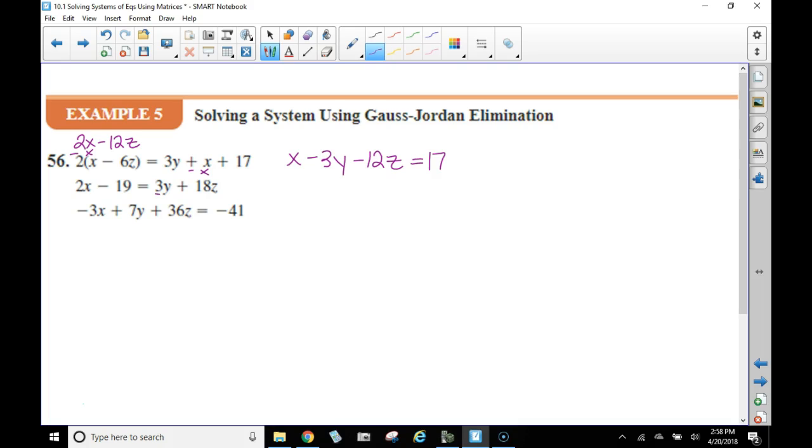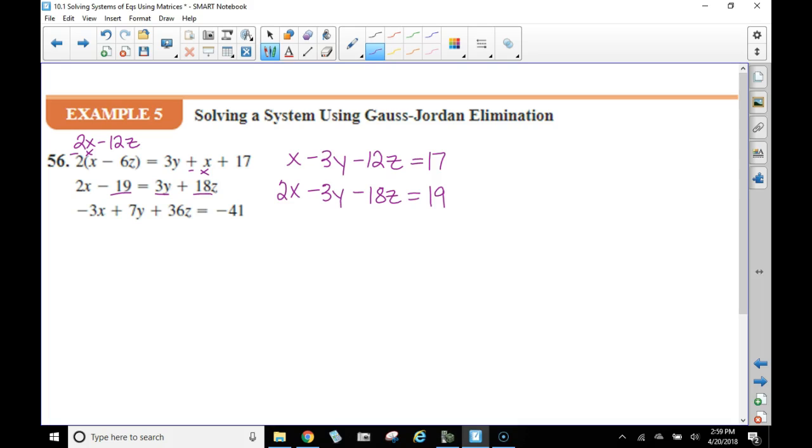I'm going to move the 3y and the 18z to the left-hand side and move the 19 to the right-hand side. So that second equation is equal to 2x minus 3y minus 18z equals, add 19, so positive 19. Same stuff, right? Okay, and then on the next one, it's okay like it is.